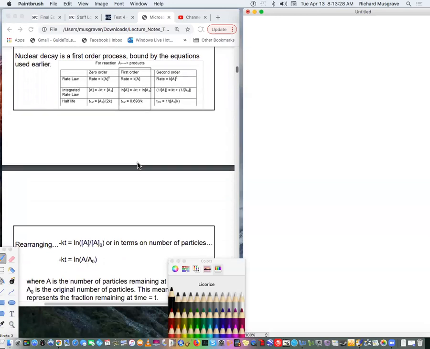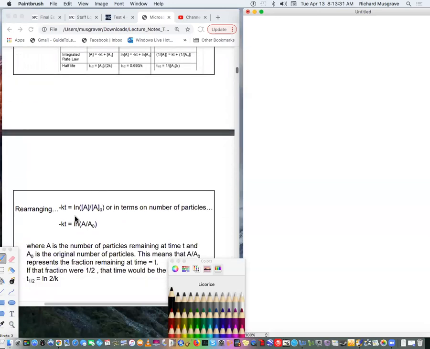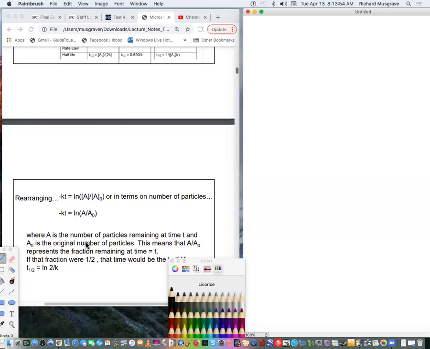I'm not going to do the math on it, but we can rearrange this a bit, and we can come up with an equation here where it's negative KT is equal to natural log of A over A0. Now the K is the value we're going to calculate first based on the half-life. And then the A is the amount we have of A remaining, and A0 is what we started with. What that means is that A over A0 represents the fraction remaining when the time equals T. So this is a fraction. What we have over what we started with.